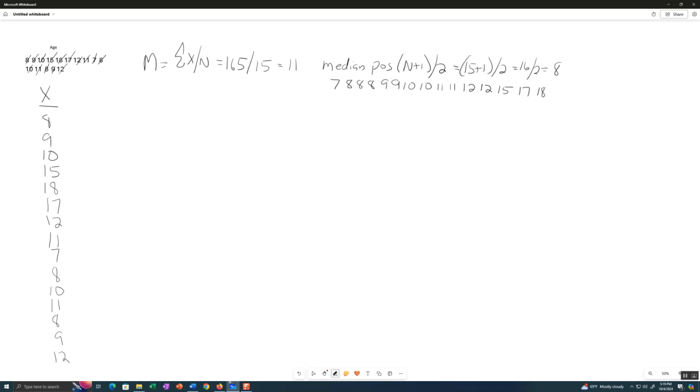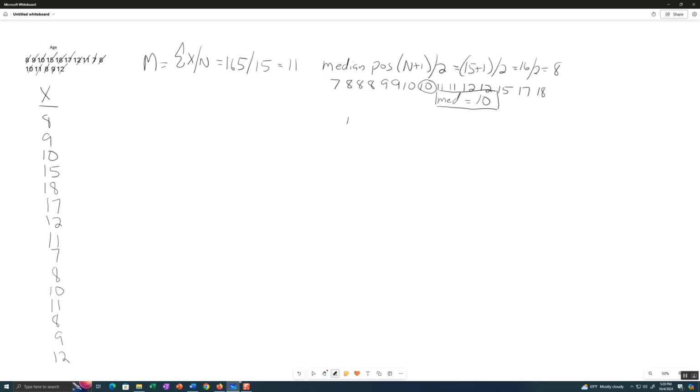So now count 8, starting at the low end. 1, 2, 3, 4, 5, 6, 7, 8. So it's this one. This is the 8th one. So the median is equal to 10. So you've got to put the numbers in order from low to high before you compute the median.